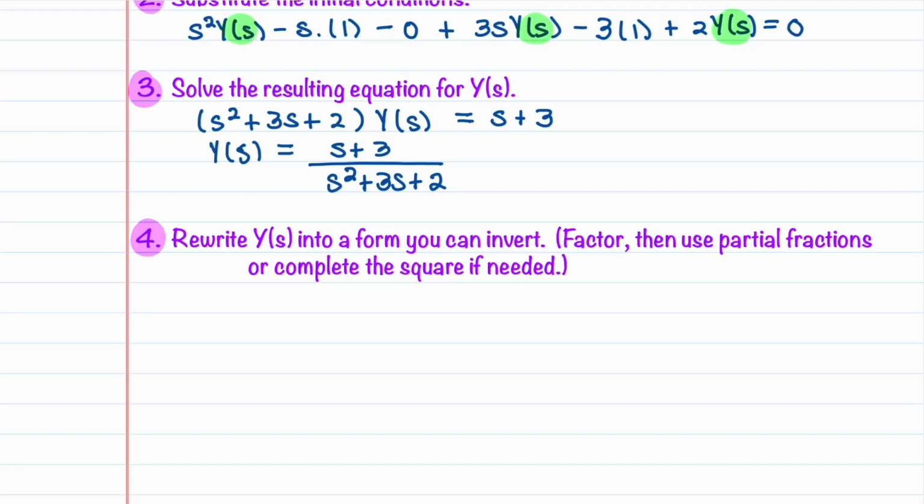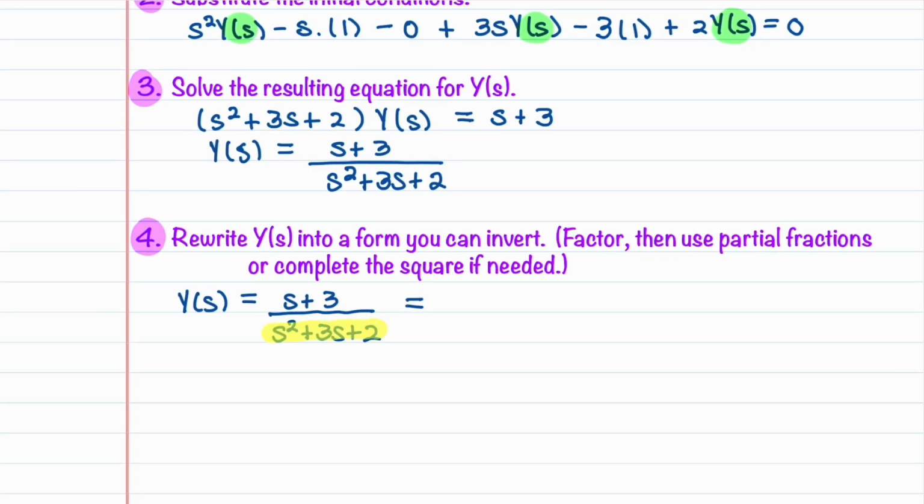In step 4, we need to rewrite this Y of s into a form that we can invert. In other words, we need to rewrite it into a form that we can find in a Laplace transform table. To do this, we may need to factor, use partial fractions, or even complete the square. I'm going to write down Y of s again. It's s plus 3, all divided by s squared plus 3s plus 2.